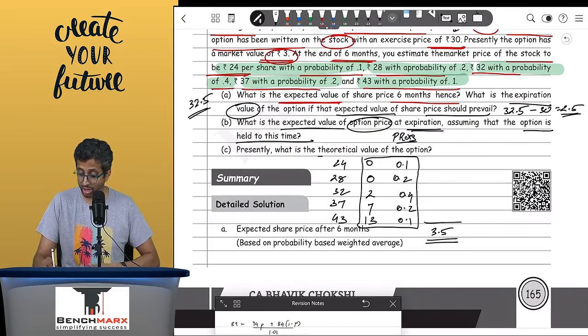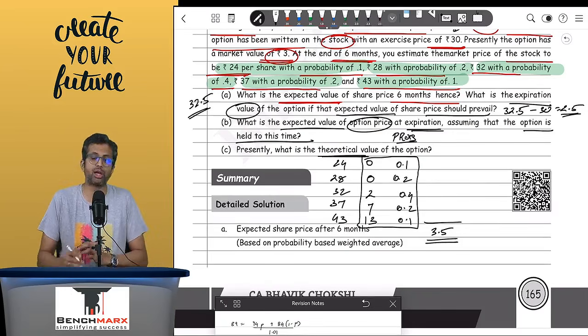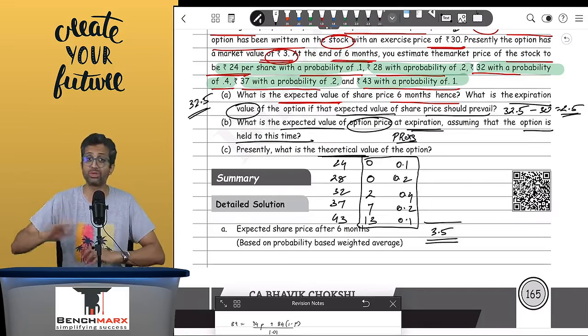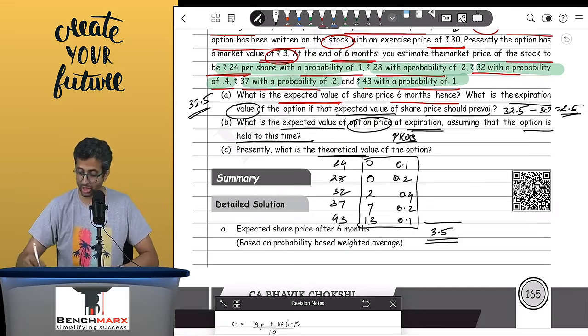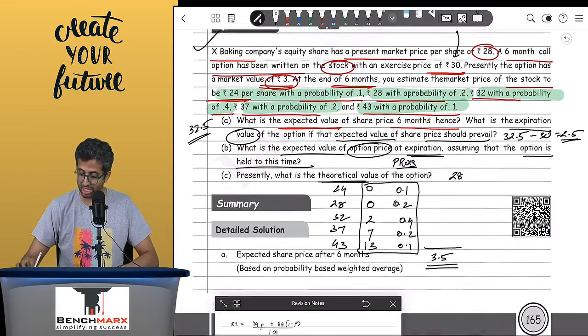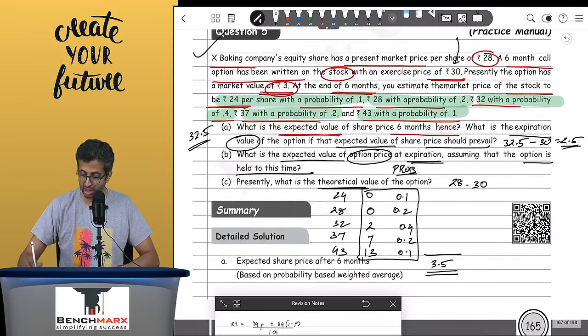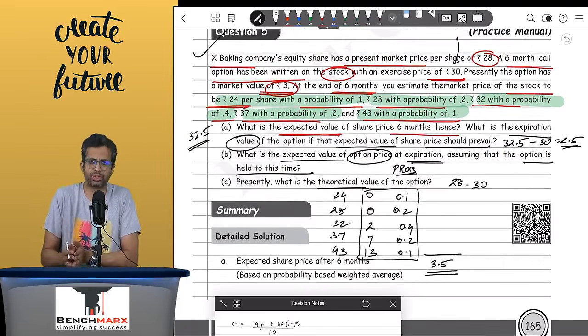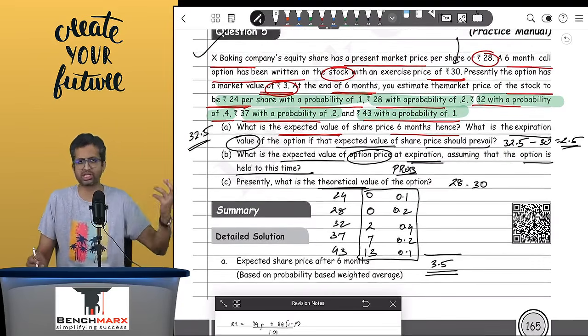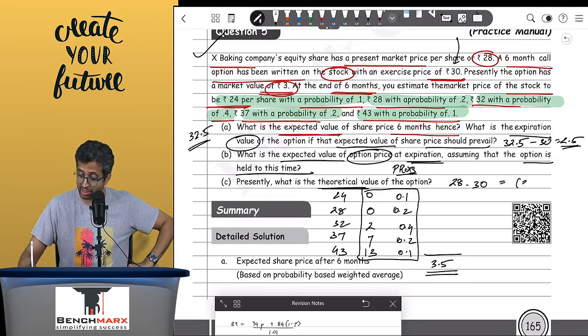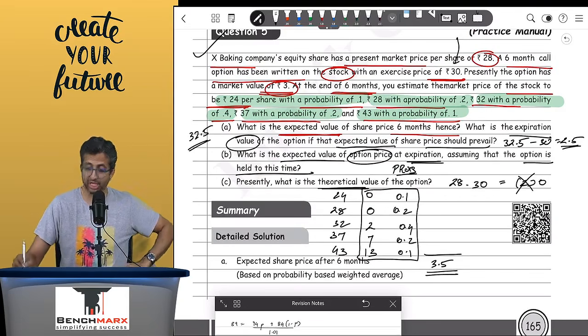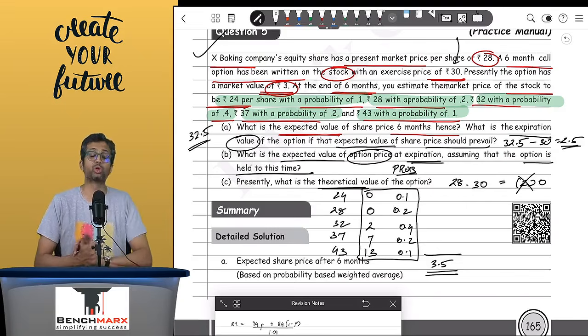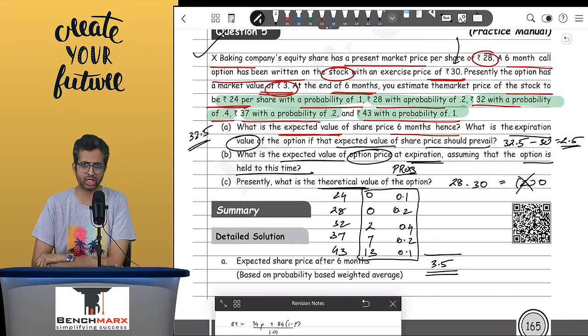Presently, what is the theoretical value of the option? Remember, theoretical value of the option or intrinsic value of the option is not based on the expected spot prices. It is based on today's spot price. Today's spot price is 28 minus 30. Ideally, it should be the present value of 30, but I don't have the discount factor, and hence I will have to take 30 directly, and hence the answer comes to negative 2. Can your option have a negative value? No. And hence your option is said to have a 0 intrinsic or a theoretical value.